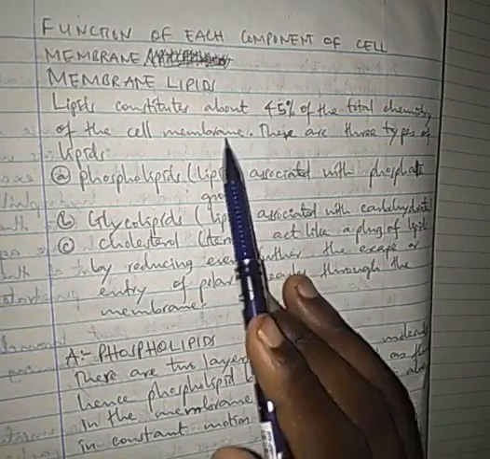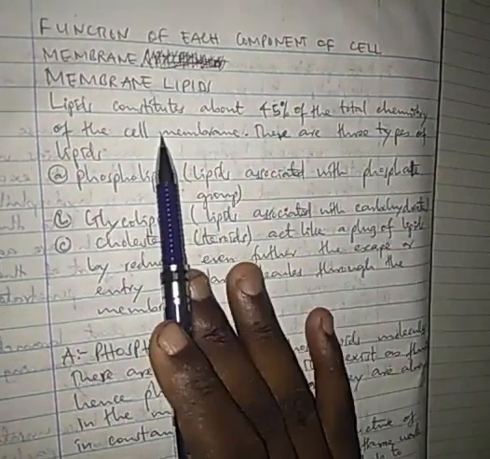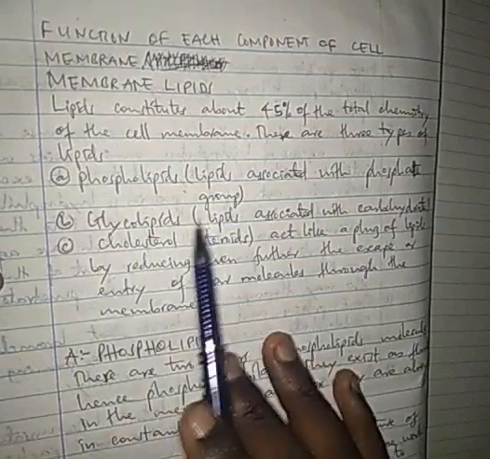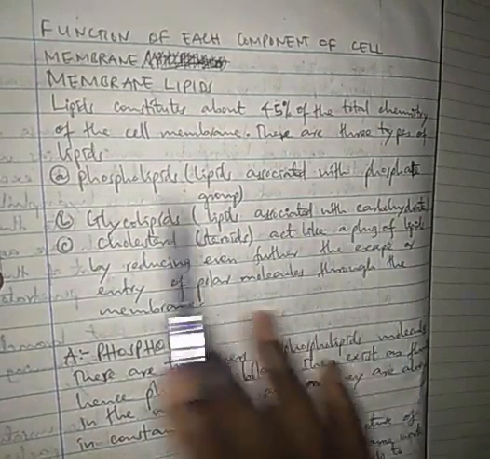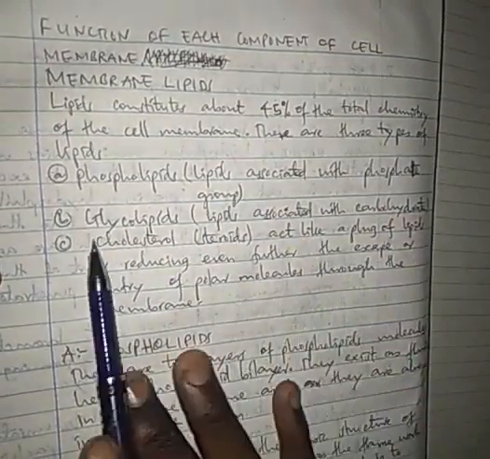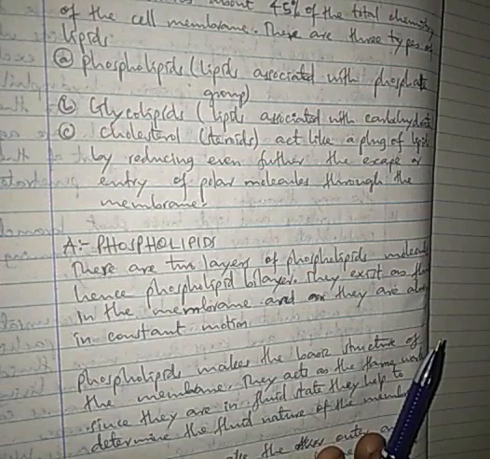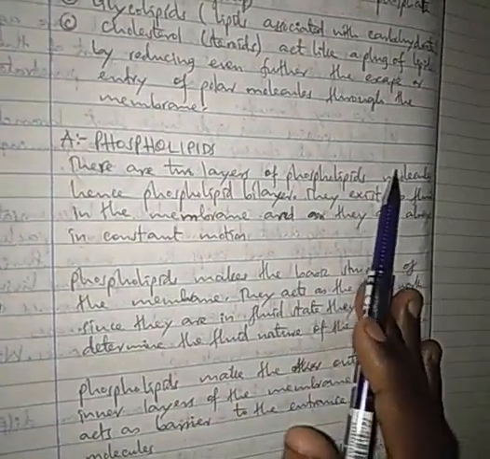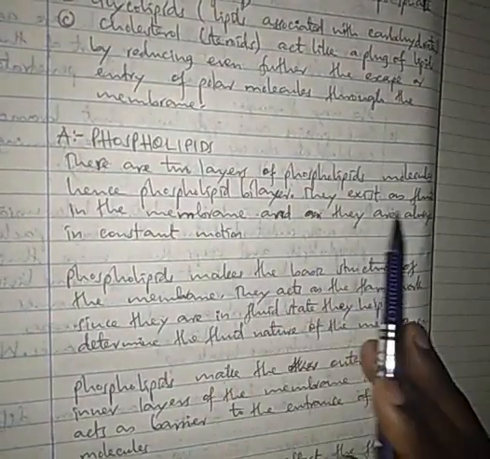All about the cases of membrane lipids tumeshaziona. Lipids constitute 45% of the total chemistry of the cell membrane. There are 3 types of lipid: phospholipid, glycolipid, and cholesterol. Phospholipid manake lipid associated with phosphate, glycolipid associated with carbohydrate, and cholesterol is a steroid. Tanda kuona kwenye biochemistry topic 2. So phospholipids, there are 2 layers of phospholipid molecule, hence phospholipid bilayer.